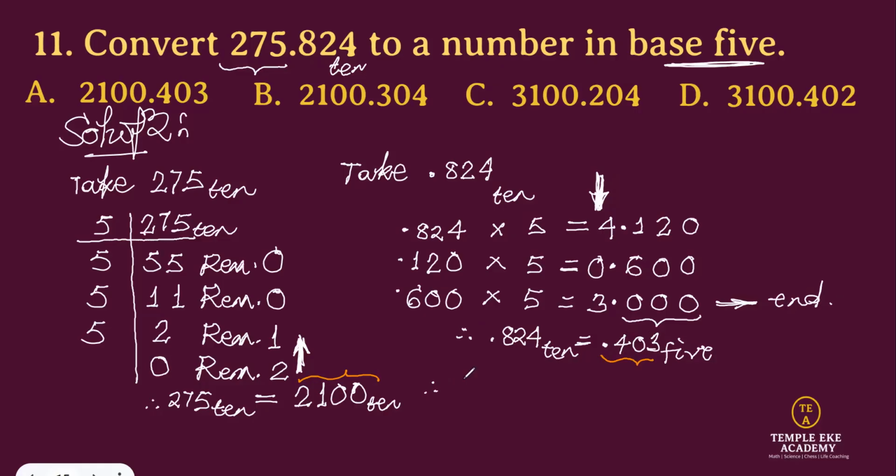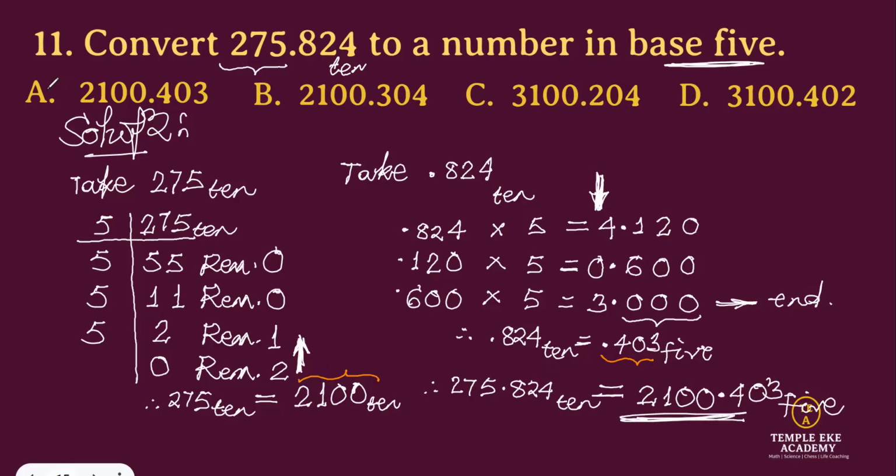Here we go. So we have 275.824, originally in base 10, now gives us 2100.403 in base 5. Very simple. This is our final answer, and that is actually option A right there.